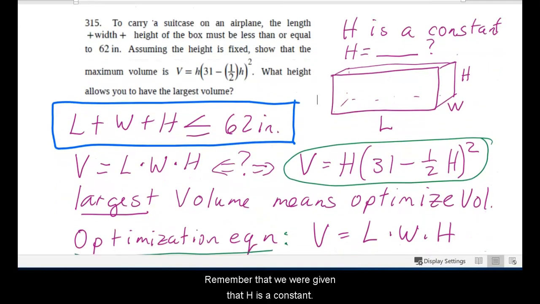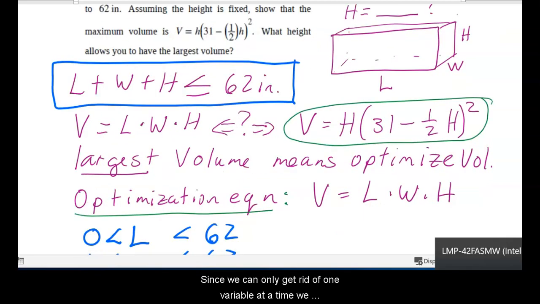Remember that we were given that h is a constant, and that we need to show that the volume here, length times width times height, is equal to this. You can see on the right that I only have height left. That means that I need to take my constraints and leave the height in there, which means I need to get rid of my length and my width.